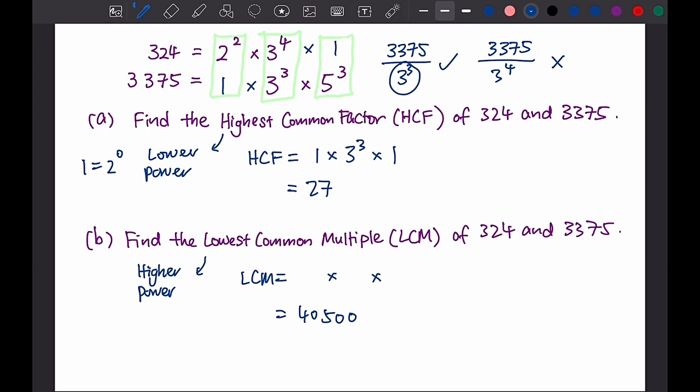Alright, next, we'll look at finding the lowest common multiple. Then we know that we are supposed to compare the same base and take the one with the higher power. So let's look at base 2. We are supposed to choose 2 to the power of 2. And base 3, we're supposed to choose 3 to the power of 4. And base 5, we're supposed to choose 5 to the power of 3. Alright, and if we were to evaluate that, that's going to give us 40500.